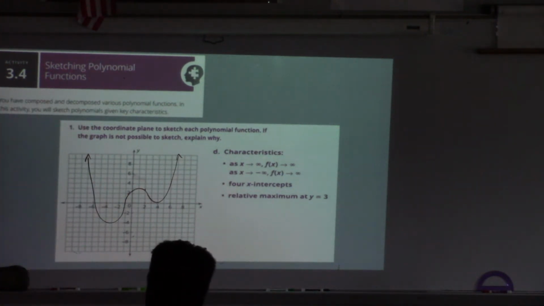So, looking at part D, is that a possible graph for this function? DJ's like, yes, Nathan, you're saying no, why not? Oh, you said it is possible? Yes? You sure? I think you have 4 x-intercepts and your relative maximum is 3.